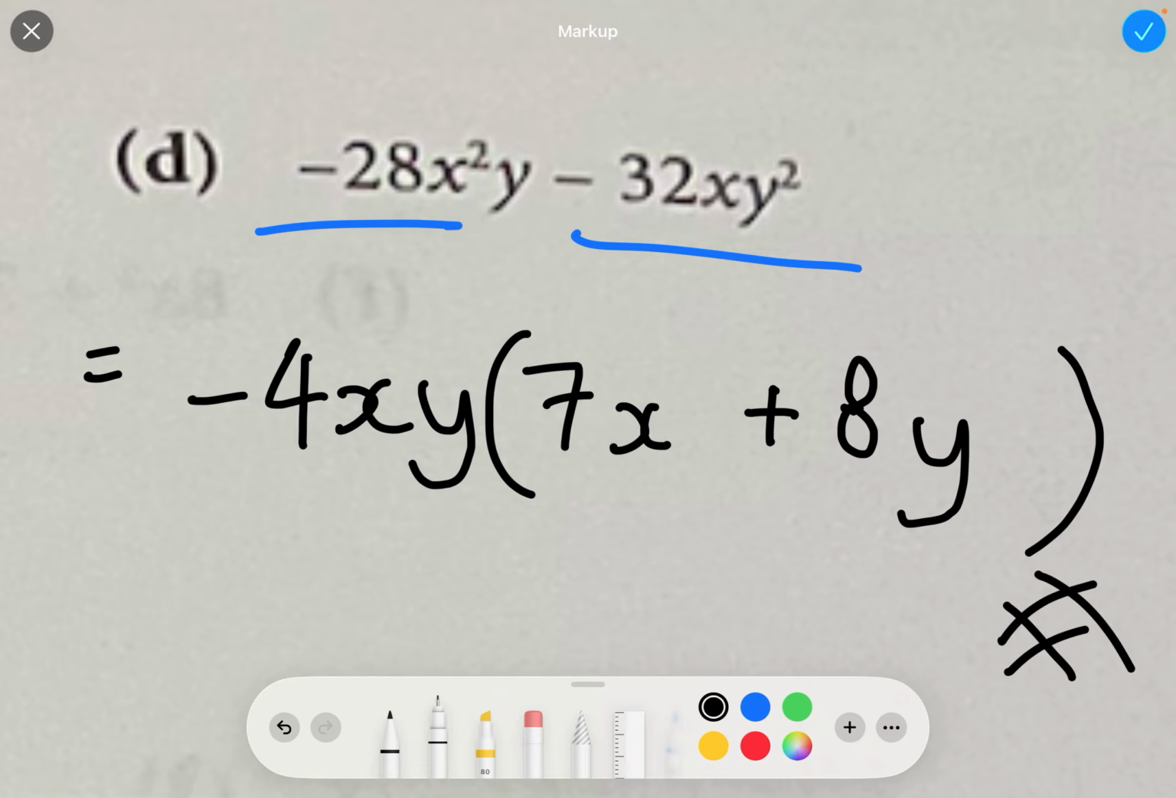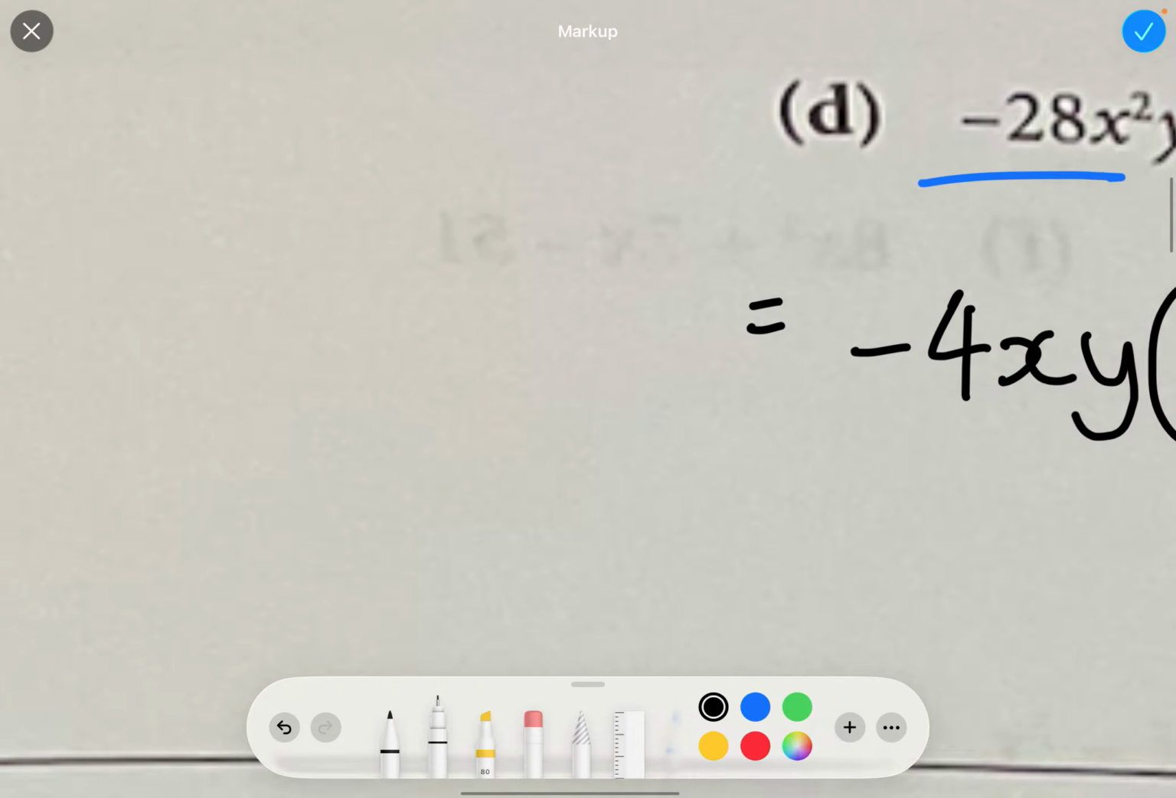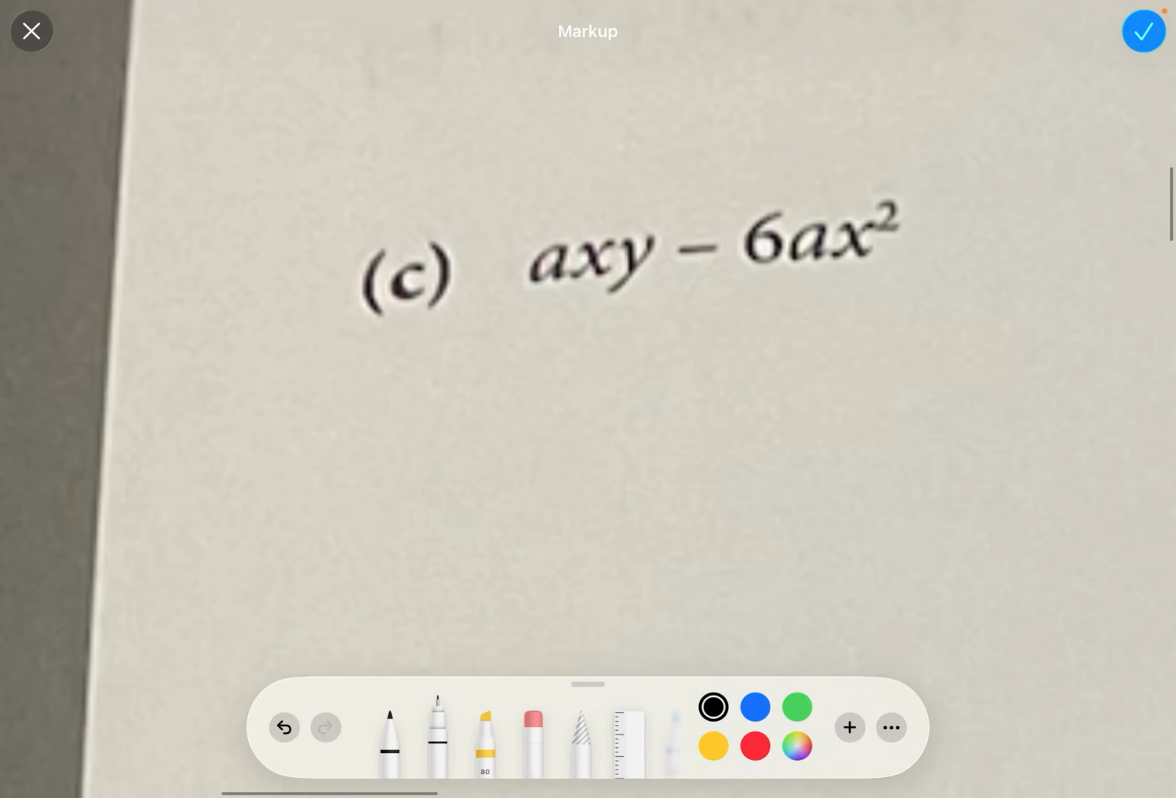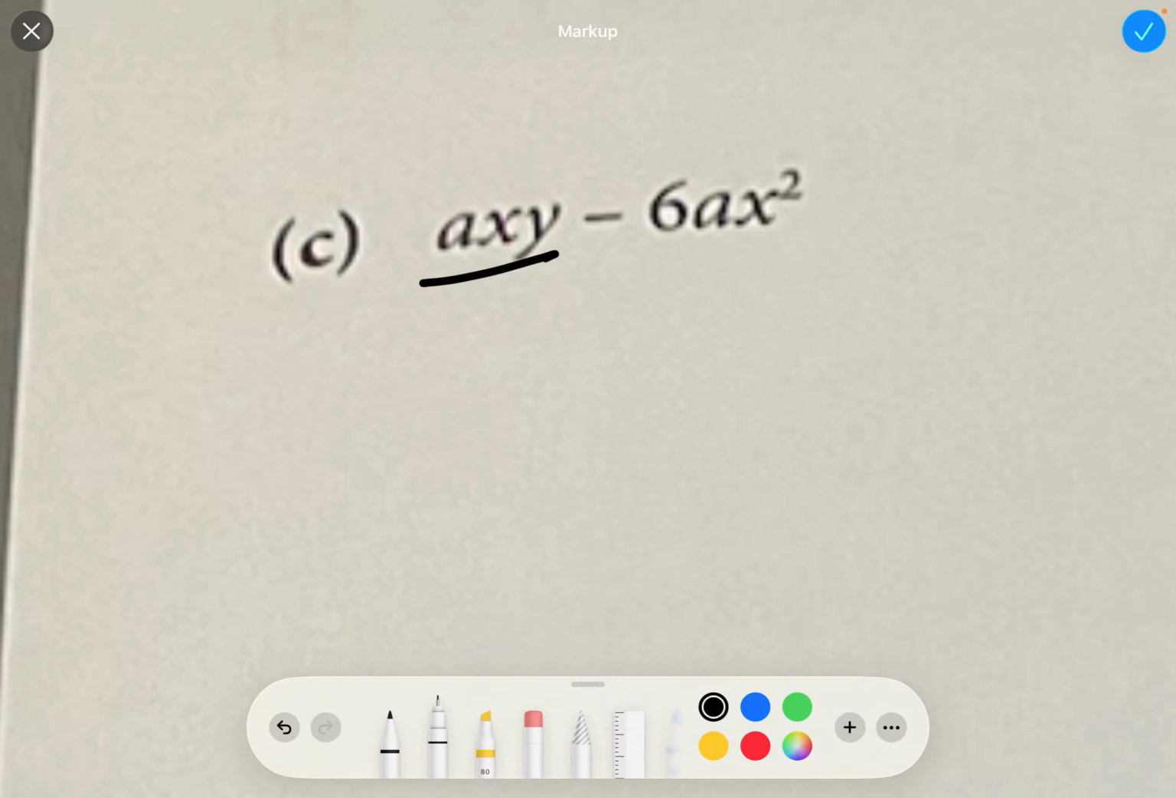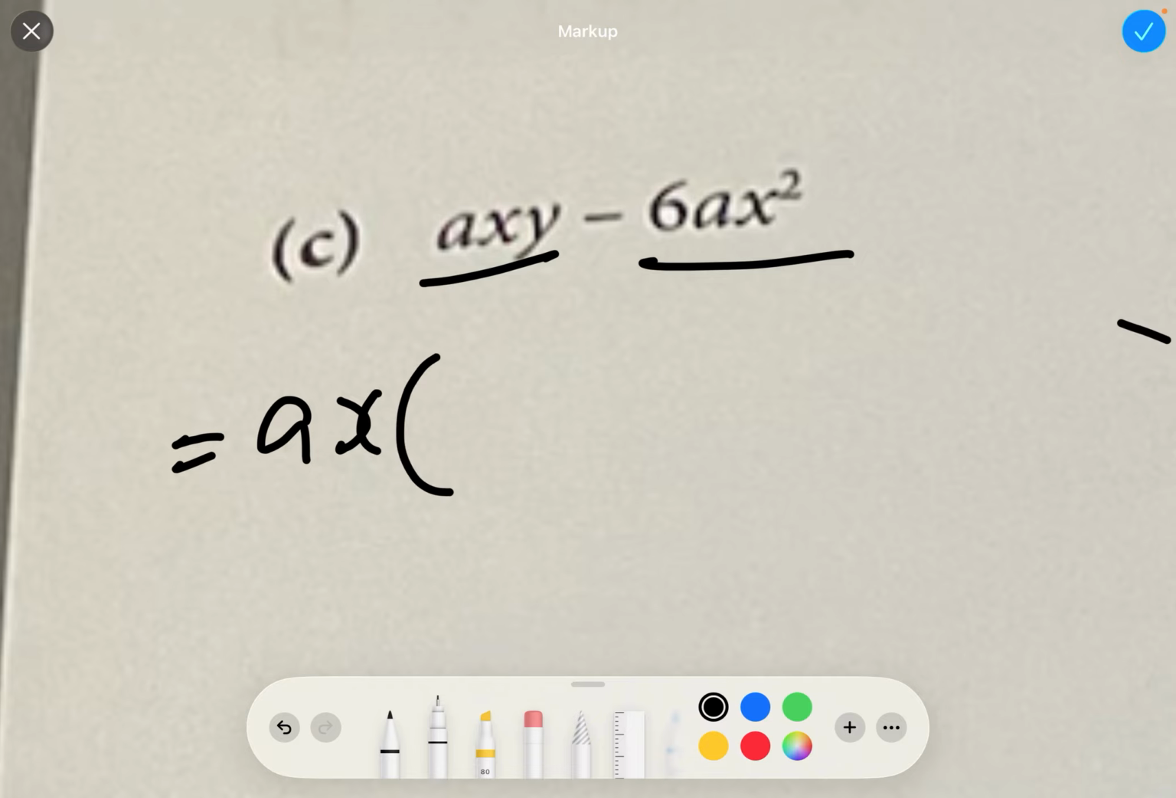Answer. Wait, for question C, what is it? Is it just x or is it ax? Both can be divided by a, right? Both can be divided by x. So, ax. Well done.